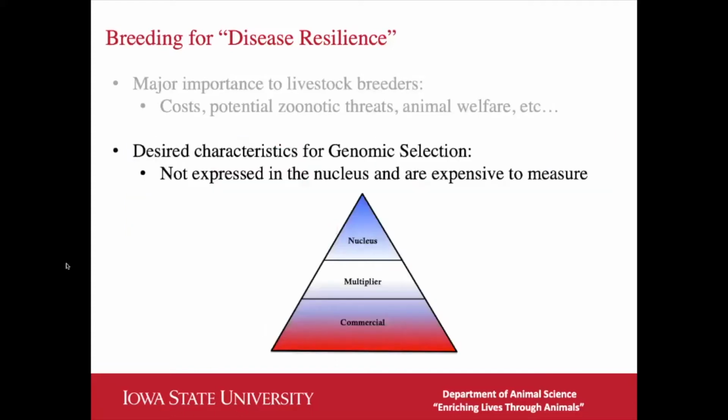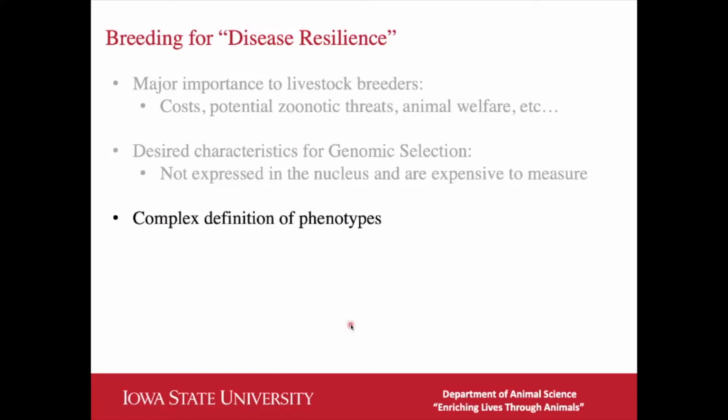Diseases are not expressed in the nucleus, right? Or theoretically, they're not expressed in the nucleus. They're expressed at the commercial level. So we need to get that data. There's a complex definition. The response of the animal to a given disease may depend on how much of the virus the animal receives, how much the virus is being shed, and so forth. So it's very complex to say, hey, this animal is sick. Sickness can have a huge range of response.